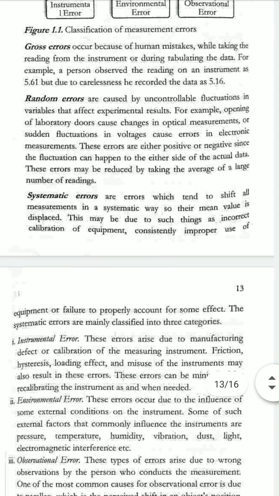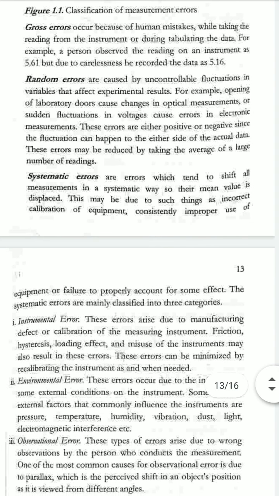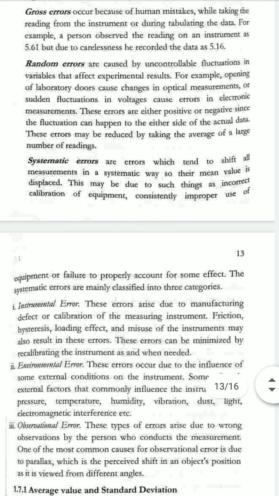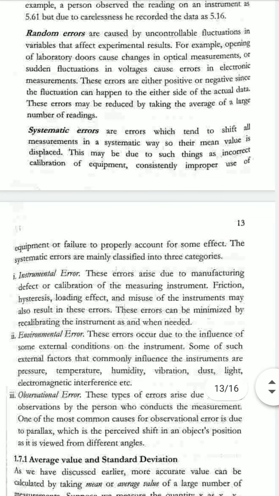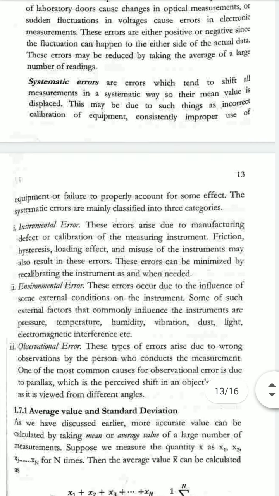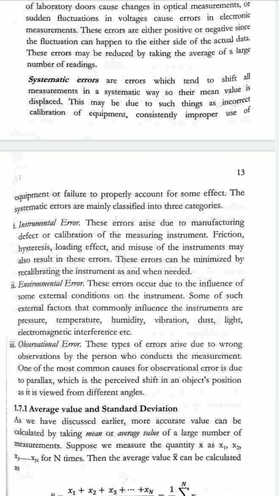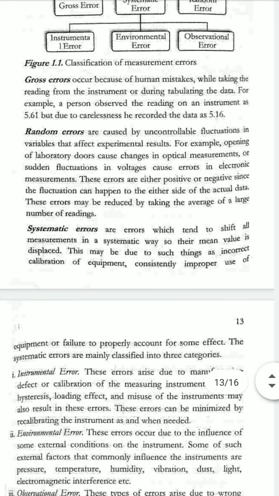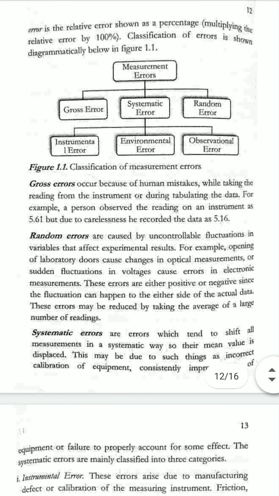Systematic error. What is systematic error? Systematic errors tend to shift all measurements in a systematic way. For example, due to wear and tear of the machine, incorrect calibration of the machine. All these things can make systematic errors. Always it will continuously change in one direction. So that is why we call it systematic error. So systematic error, random error and gross error are the normal errors.